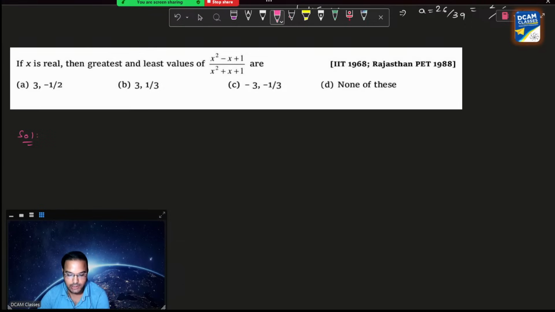In the meantime, I'll select some other question. This is okay, this can be done. After this, we'll quickly complete sequence and series because it's very small. Then we'll start permutation combination.